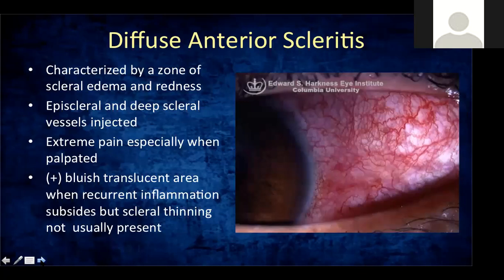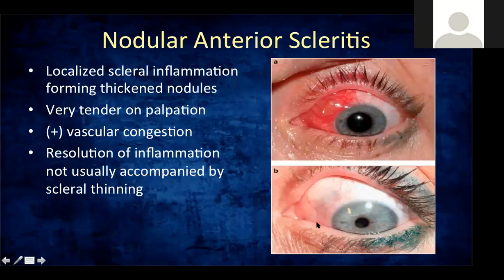So your diffuse anterior scleritis, characterized by a zone of edema and redness. Both your episcleral and deep scleral vessels are dilated or injected. There's extreme pain, especially when palpated. Sometimes, when this resolves, you can have an area of thinning, which gives off a blue color. Parang nakikita mo na yung choroid underneath.